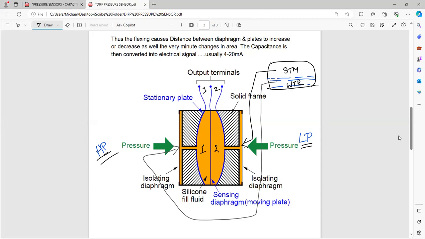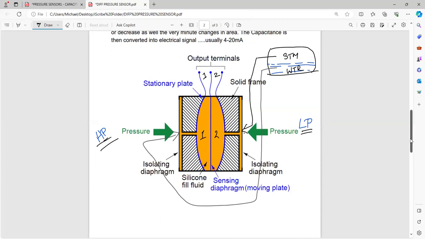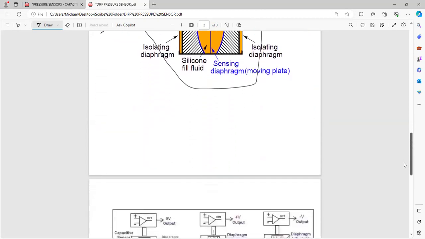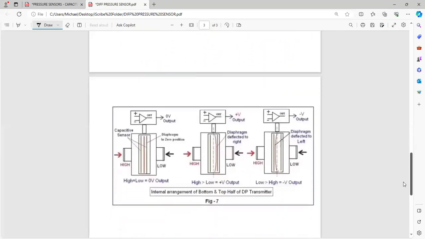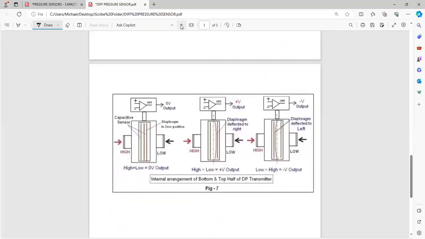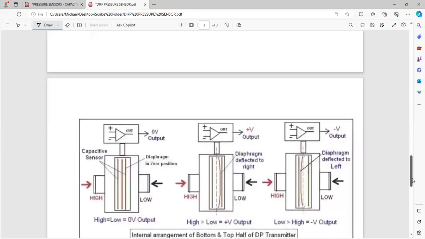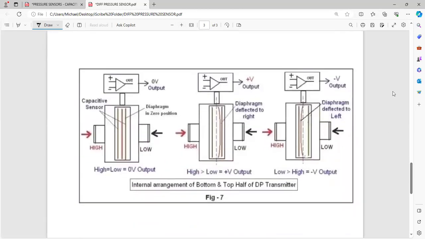Okay. So now let's see what this differential pressure transmitter will be giving. Let me zoom in more so you can take a better screenshot of this. Yes, you can take a screenshot now.